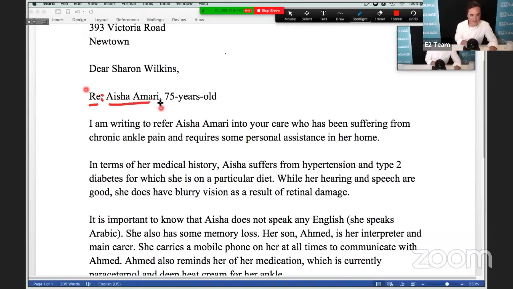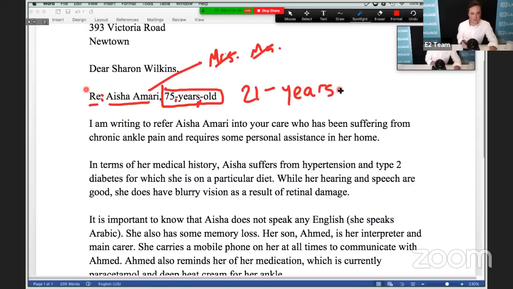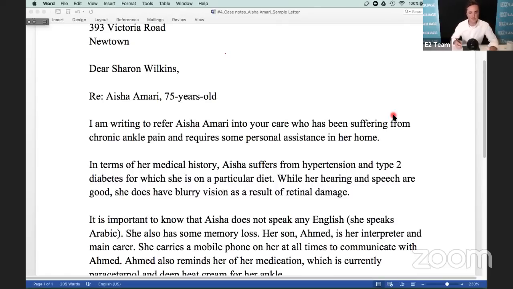Regarding Aisha Amari, and again, Aisha is definitely a female's name. Maybe you know that, maybe you don't. Well, we don't know if she's a Mrs. or a Ms. or anything like that. So I'm just going to include her full name, comma, 75 years old. Just a little technical thing here is we've got 75 years and we've got little dashes between. Just copy this. 8 years old with dashes. 10 years old, 21 years old. Same thing, it's always the same. So it's number, dash, years, plural. Just use this format. There are other ways to do it, but why make it tricky? Just use that format only.